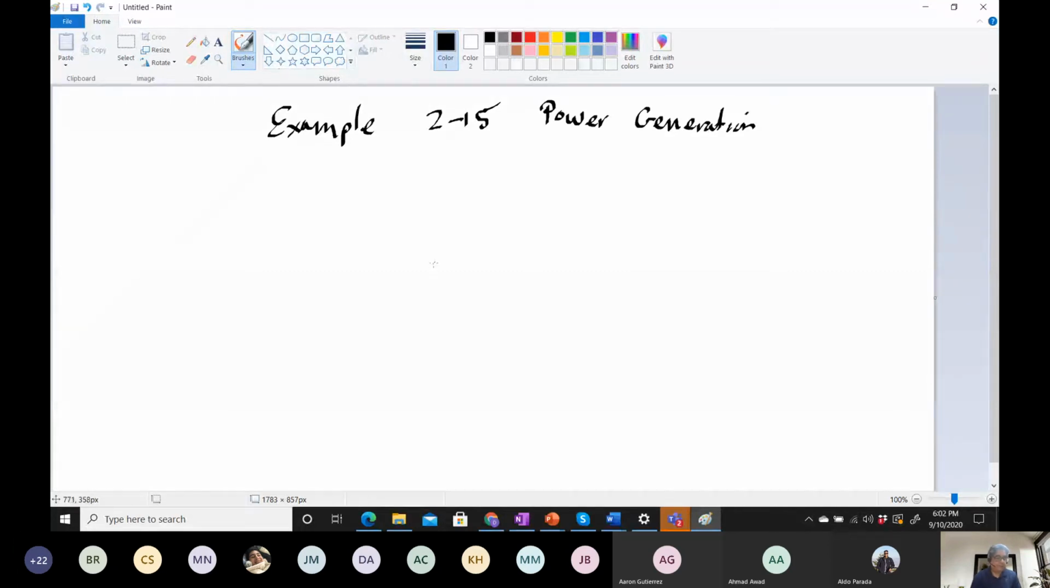All right, so let me read it right off of the book. Electric power is to be generated by installing a hydraulic turbine generator at a site 70 meters below the free surface of a large water reservoir that can supply water at a rate of 1,500 kilograms per second steadily. All right. So that was a mouthful.